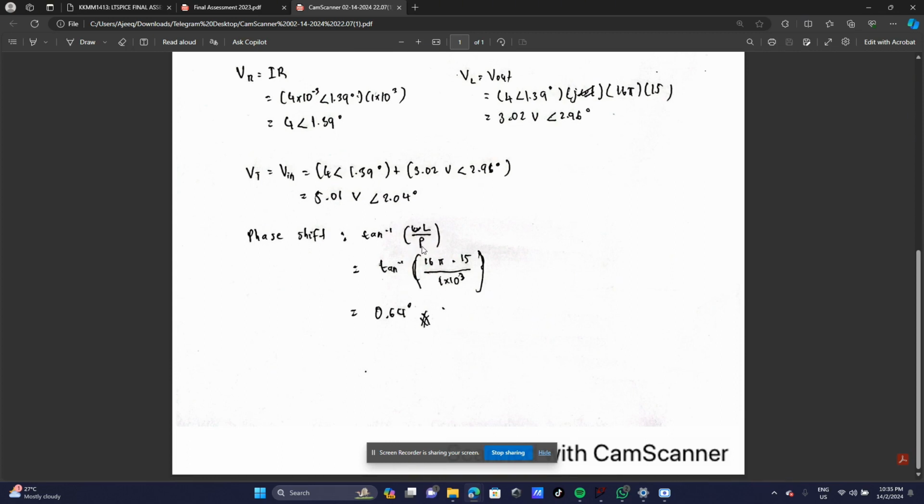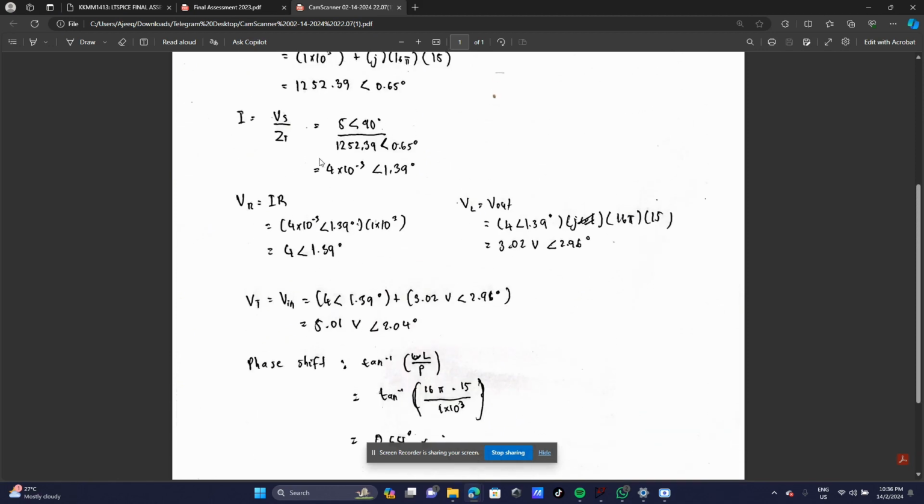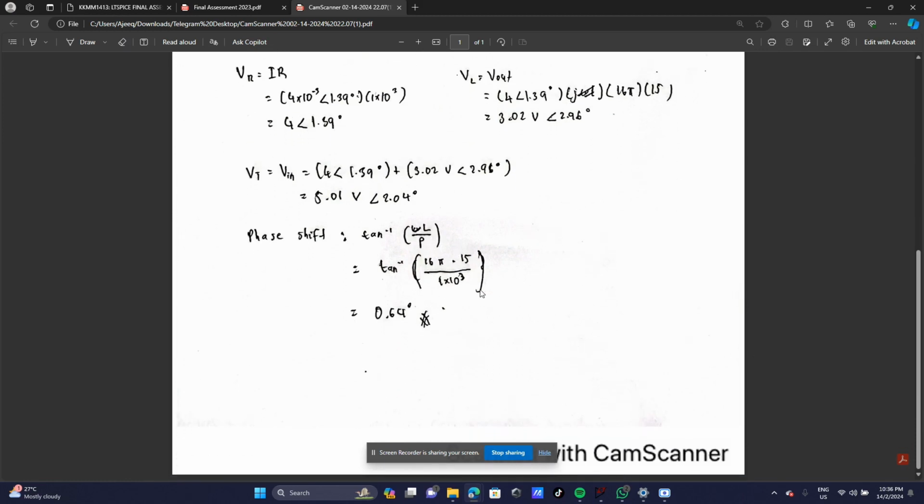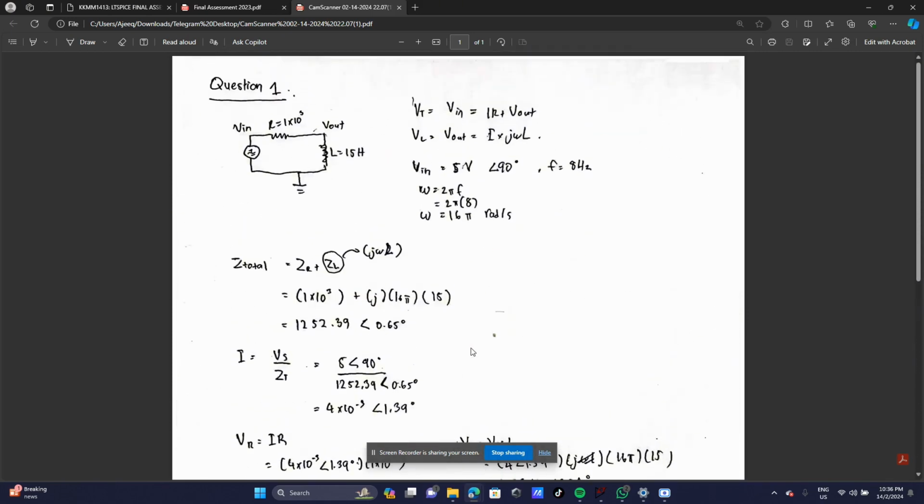Oh no, it's not P, it's R. I wrote it wrongly. I'm so sorry. So we're going to input all of the values here. We already know it: omega is 16 pi, the inductance is 15 henry, and the resistance is 1000 ohm, and then we will get 0.64 degree because of the tan^-1 shift tangent here. And this is the phase shift that we already got, and we're done with this question.